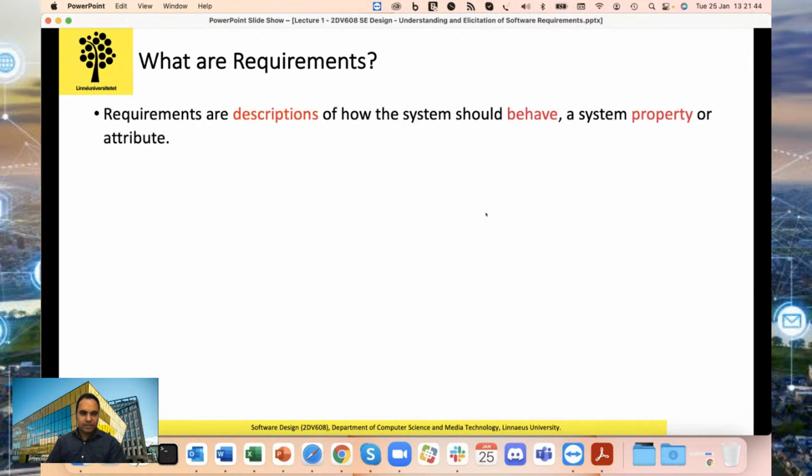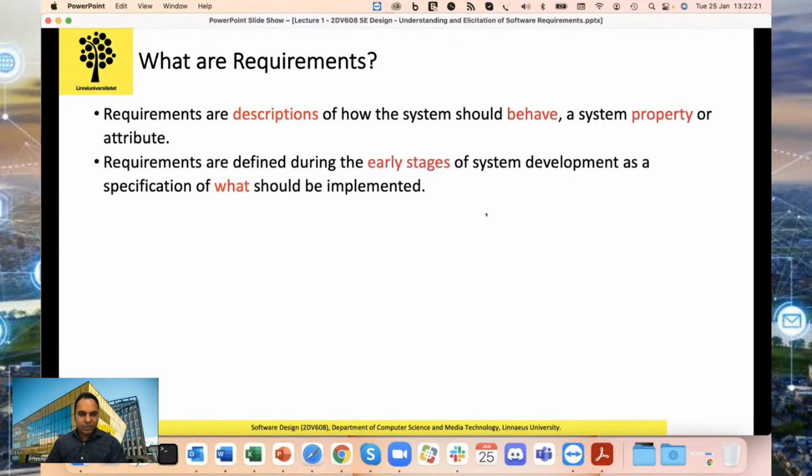The first part. So what are requirements? Requirements are descriptions of how a system should behave. Here, behave means what a system should do, and not only that, but also sometimes you can specify attributes or properties of a system. So basically requirements include two things: what a system should do and under what condition it should do it.